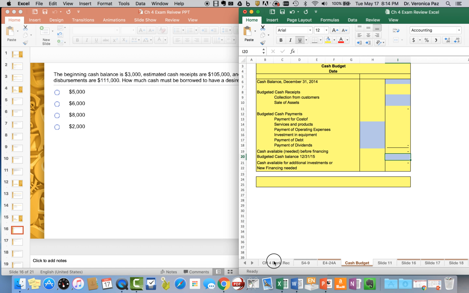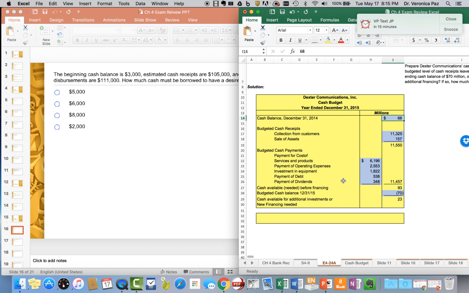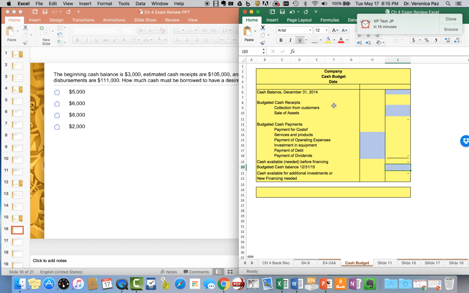So in class, we went over our bank reconciliation and we went over two exercises, this bank rec one and now this cash budget one. So that's the one that I just right clicked on here and said move or copy. And then I created a copy, and I called it cash budgets right here. So that gave me this item here. And then all I did was add the word company here and then the date. And actually, I am going to take that and make this blue to let me know that, hey, I'm going to have to change this eventually.